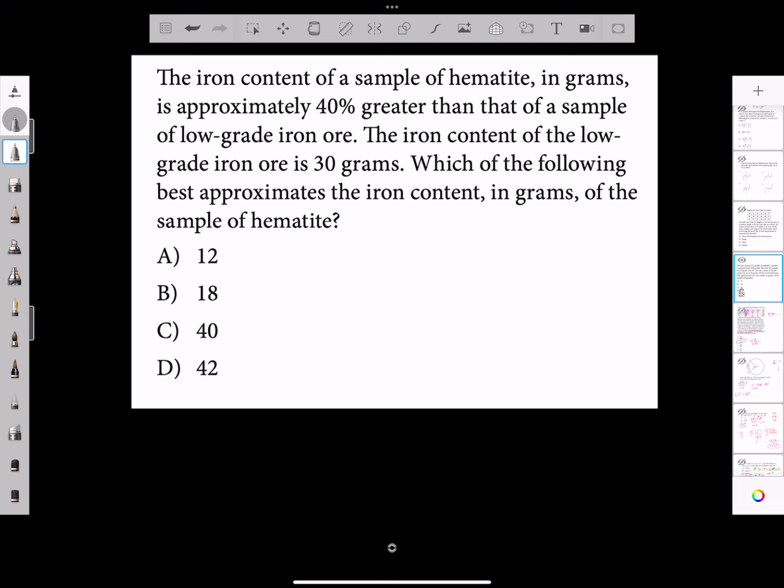All right. The iron content of a sample of hematite in grams is 40% greater than a low-grade iron ore. Pause the question, give it a go.